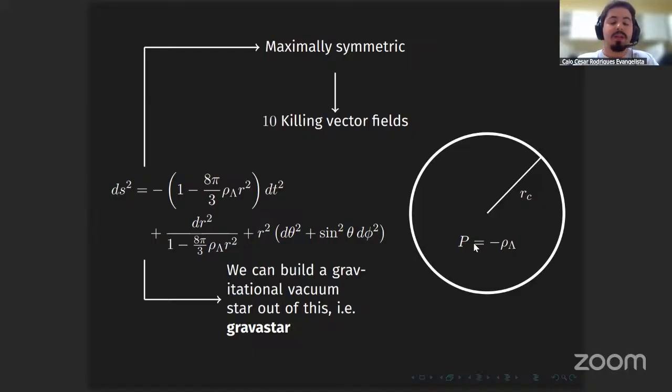And a known solution first introduced by Mazur and Mottola in the early 2000s is to build a star out of this. So you have the Israel junction conditions, you match the solution with an external fluid envelope, and then you match this to an external Schwarzschild spacetime. Doing this, you build what we call a gravitational vacuum star, or a gravastar.